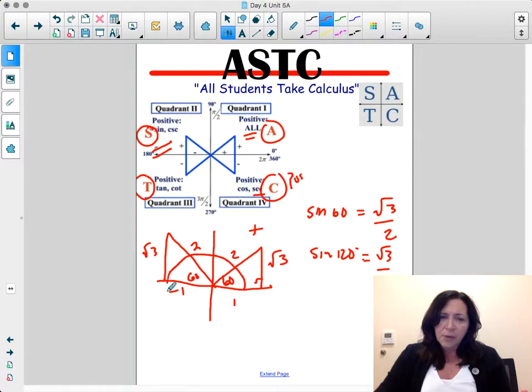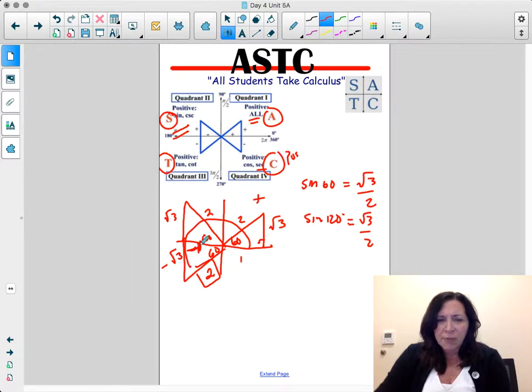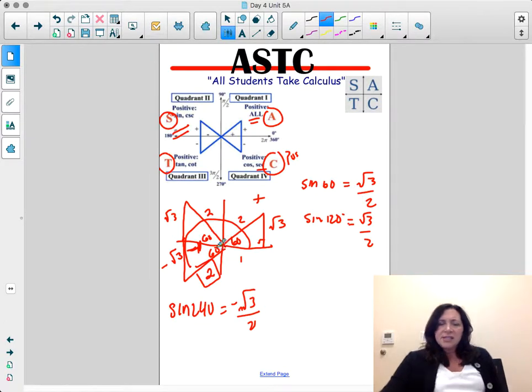In the third quadrant right here, another 60 degrees, this is negative 1. Across from 60 would be negative root 3, and here's 2. By the way, your hypotenuse is always positive. In this quadrant, if I were looking for sine of 180 plus 60, so sine of 240, that's going to be opposite over hypotenuse, negative root 3 over 2. Notice, it's still a 60-degree reference.